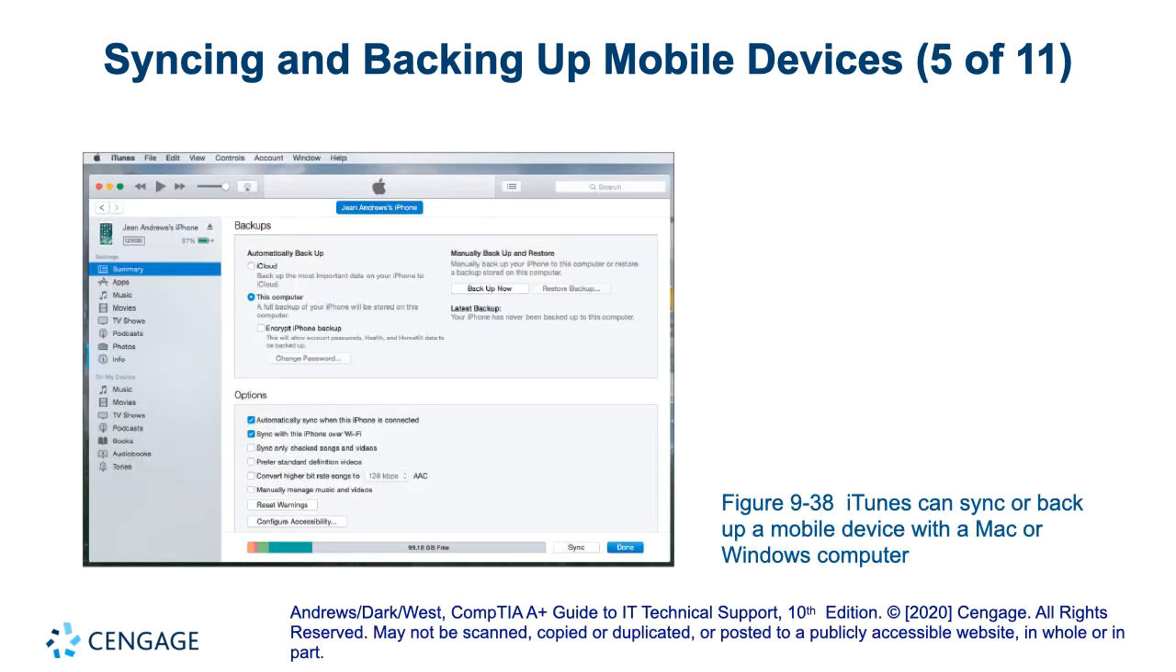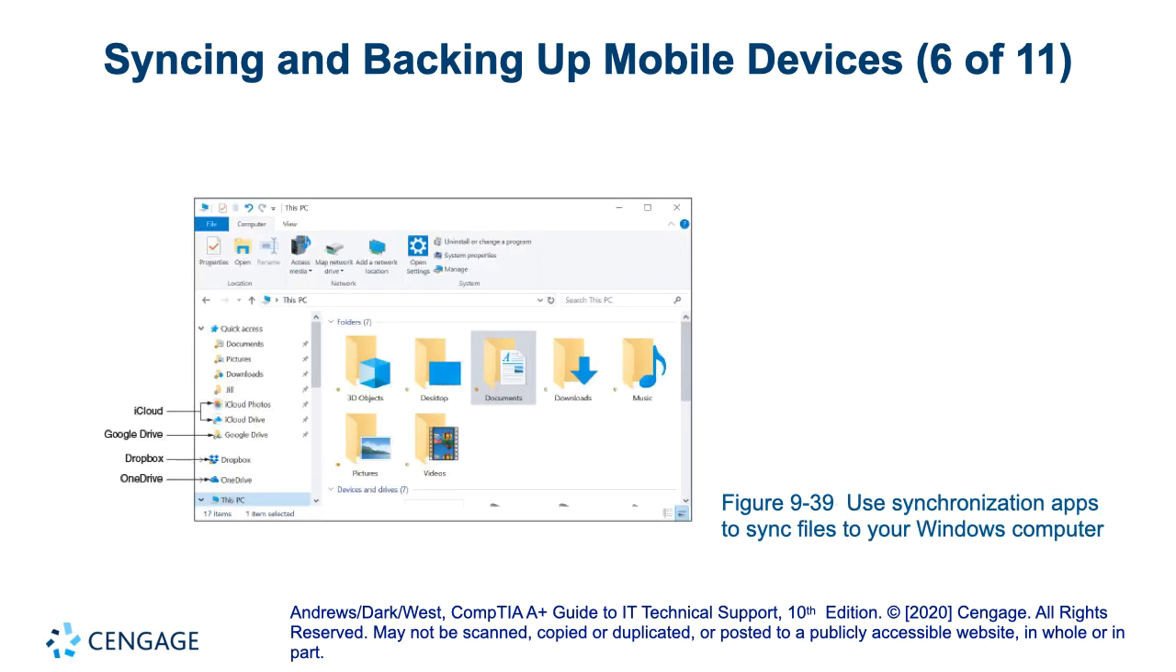iTunes can sync or back up a mobile device with a Mac or a Windows computer. And you use synchronization apps to sync files to your Windows computer. And here's just showing that you can have iCloud, Google Drive, Dropbox, OneDrive, all on the same PC. So you can have all kinds of synchronizations and backups going on a PC.